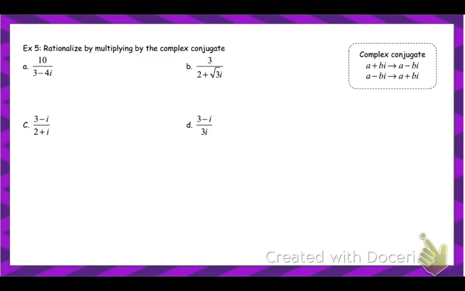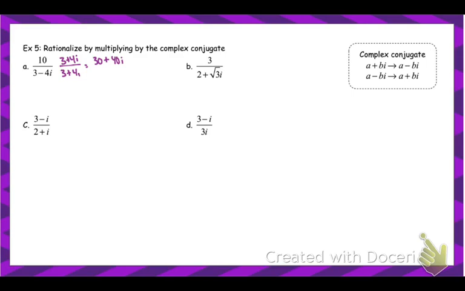So the complex conjugate of 3 minus 4i is 3 plus 4i. So I'd multiply both the top and the bottom. So then I would FOIL this out to the top. That would become 30 plus 40i. And then at the bottom, I'll FOIL that out.